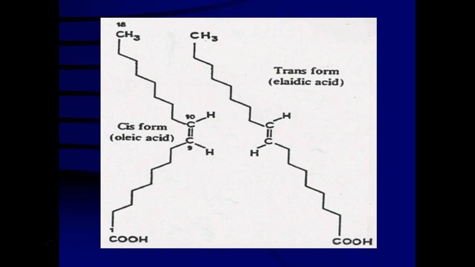Right? Remember, trans means a cross. So if you look at the bond, you'll see one hydrogen on one side, one hydrogen across the double bond on the other side. And again, a diet that is rich in these will increase your risk for heart disease.